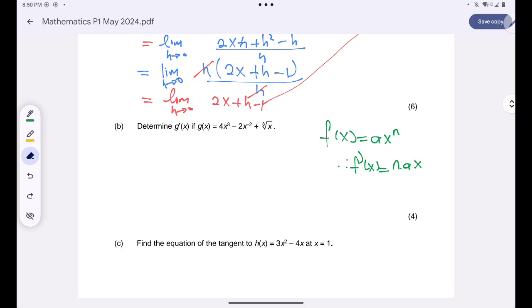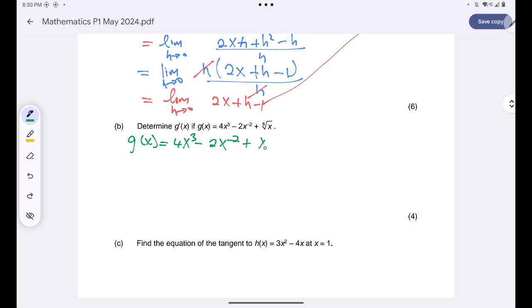But before you use this rule, please make sure that you don't have brackets, you don't have sets, and you don't have the variable you are deriving at the denominator. So in this case, I simply need to remove the set there. I have 4x cubed minus 2x to the minus 2 plus x to the power 1 over 8.